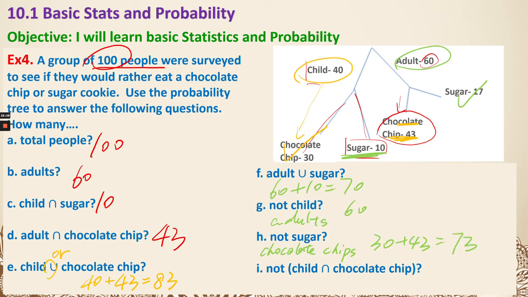And next, not child and chocolate chips. Child and chocolate chips would be 30, so it's not the 30, which means it's 100 total minus the 30, which is the 70. That's example 4.